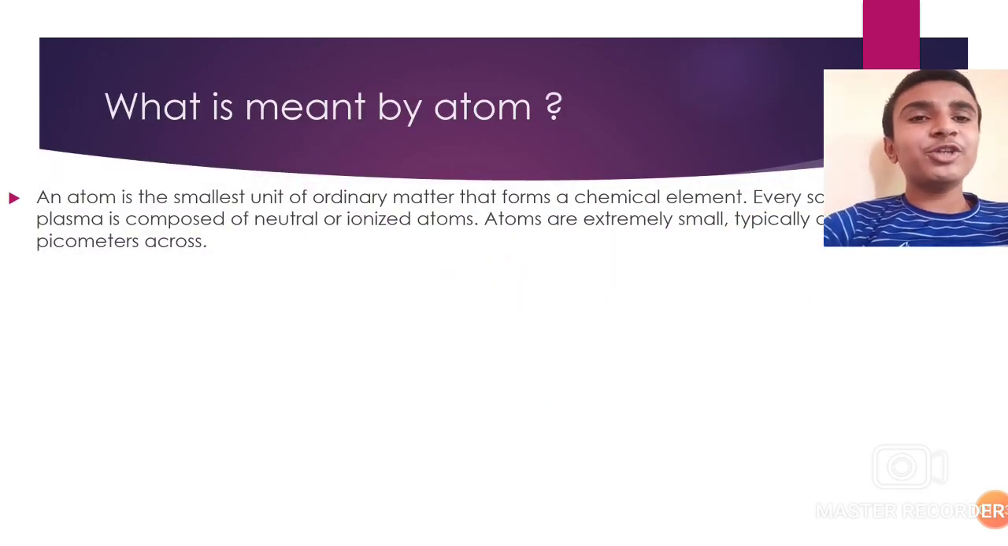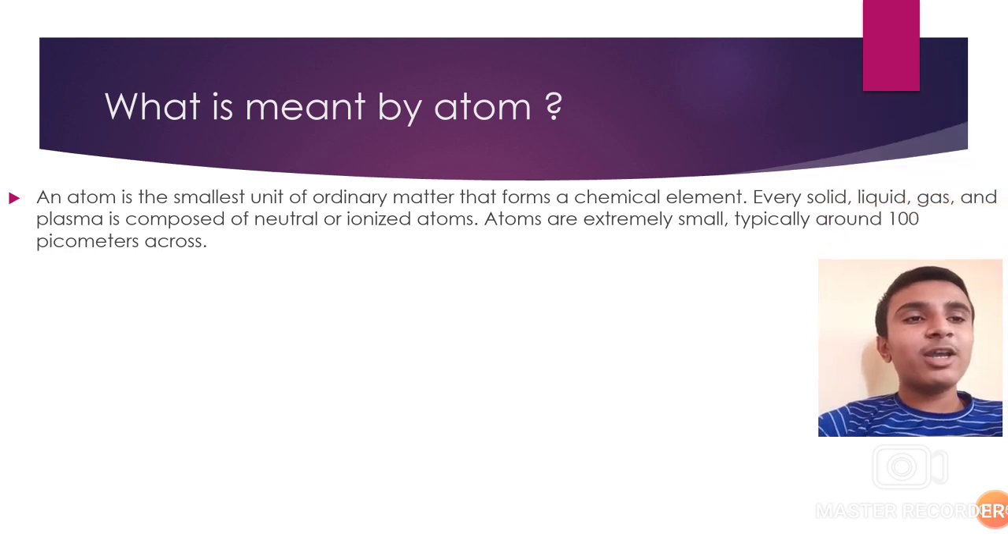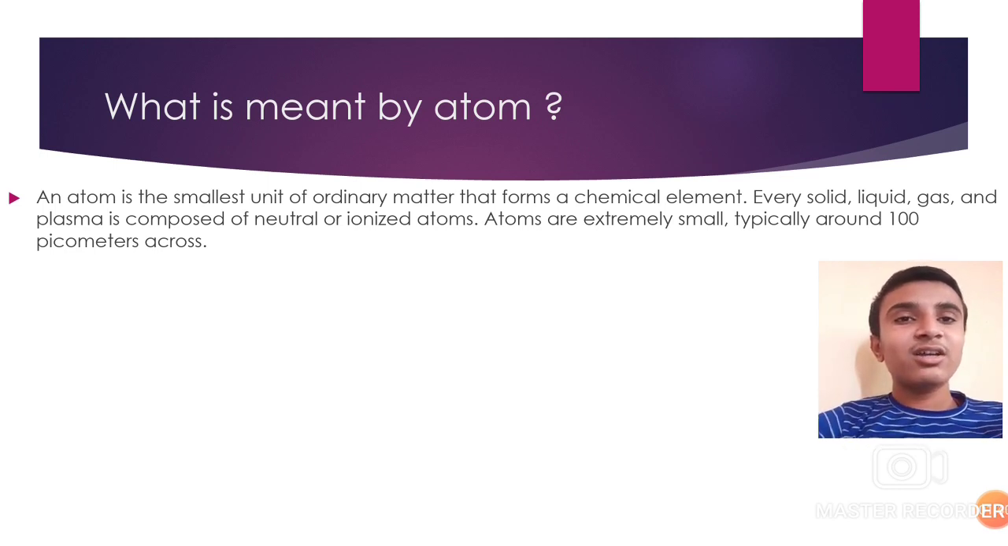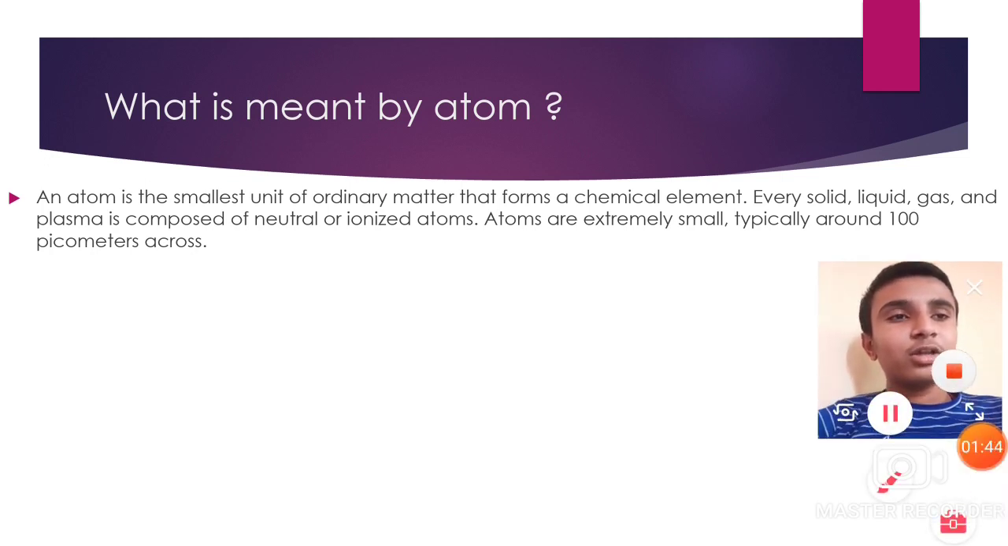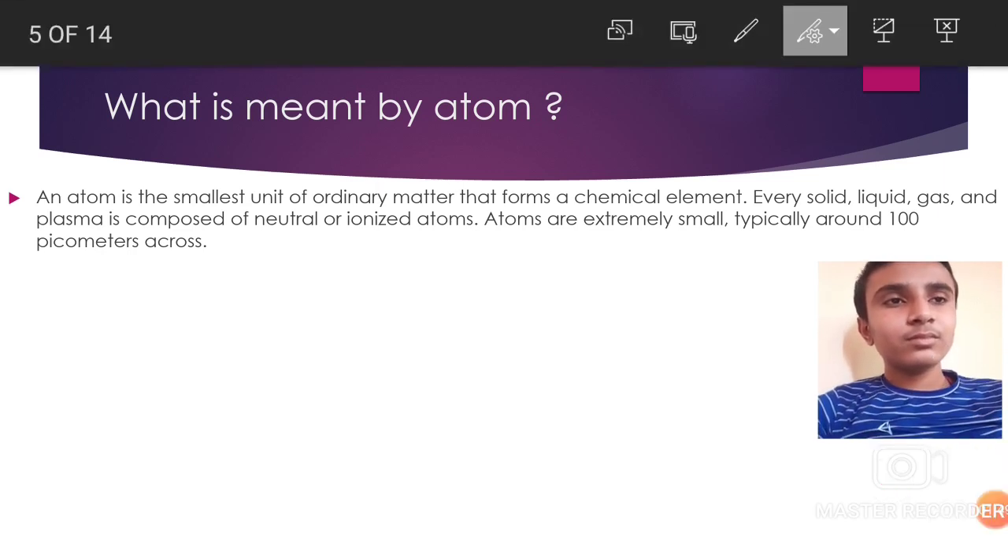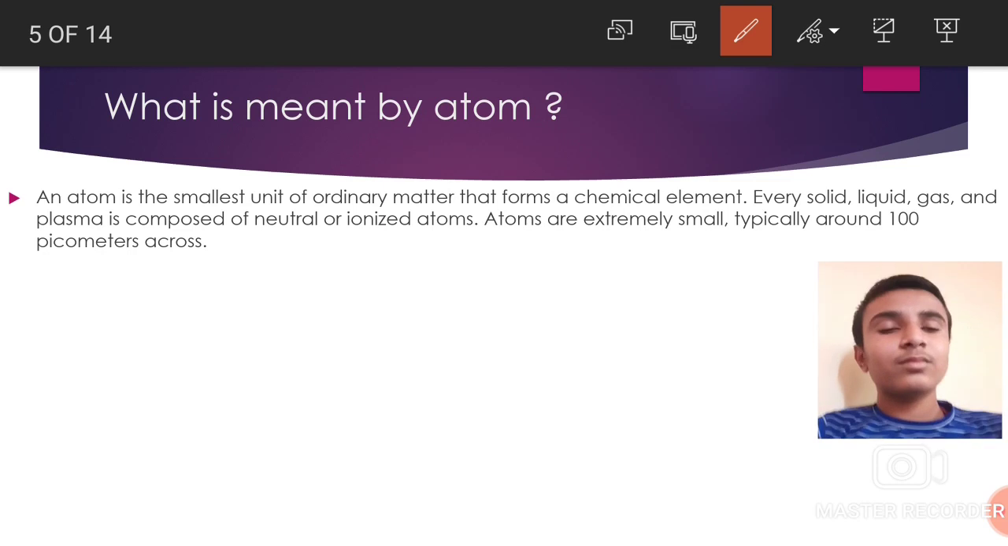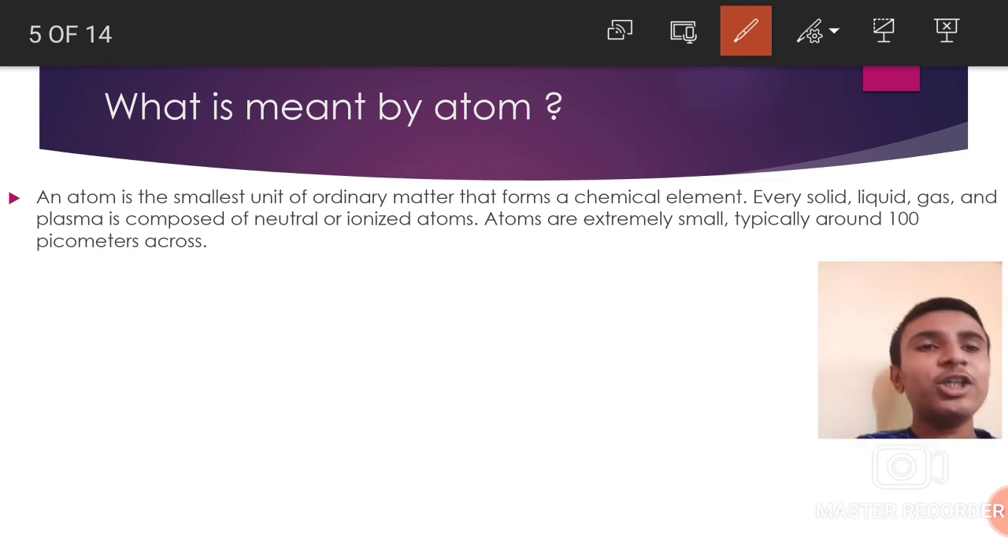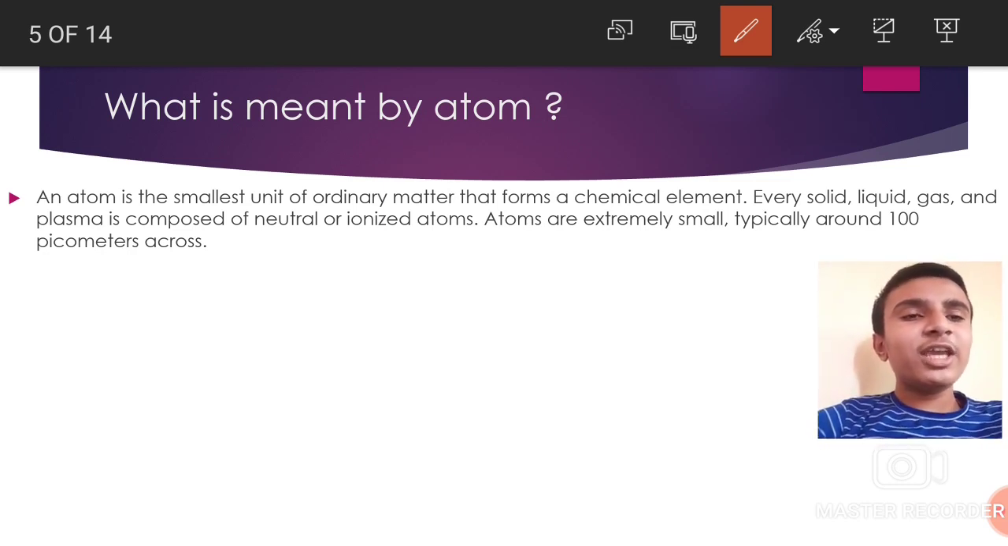An atom is the smallest unit of ordinary matter that forms a chemical element. Every solid, liquid, gas, and plasma is composed of neutral or ionized atoms. Atoms are extremely small, typically around 100 picometers across. Yes, you're saying, hey, wait, friend. Oh, I am waiting. I am telling you, one minute. So, friends, an atom is the smallest unit of ordinary matter that forms a chemical element.